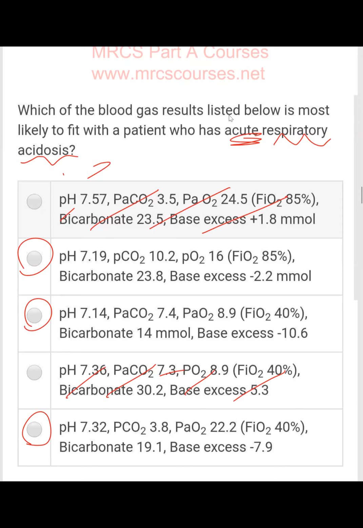PCO2 10.2. What's the normal range of PCO2 again?